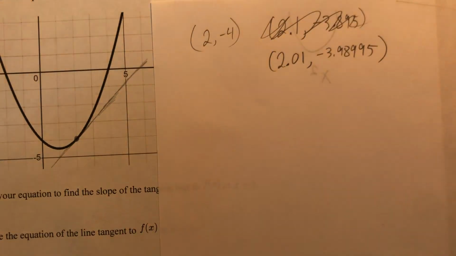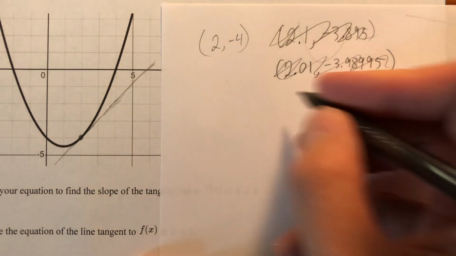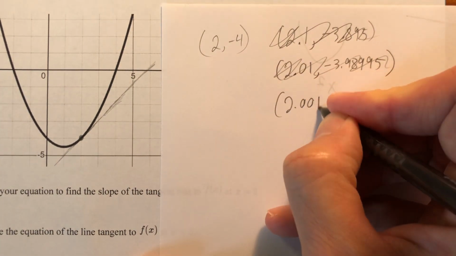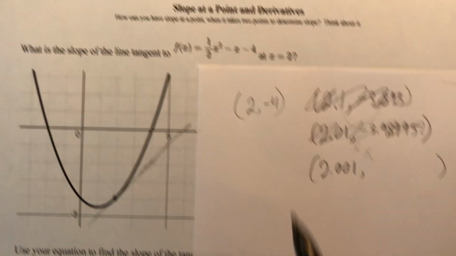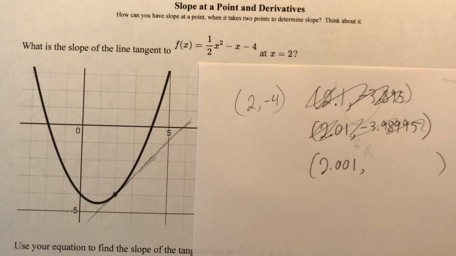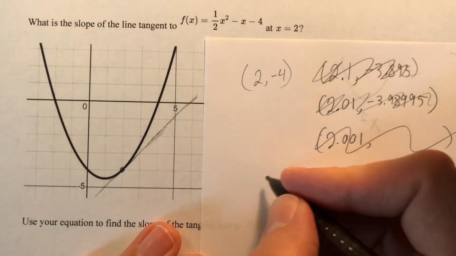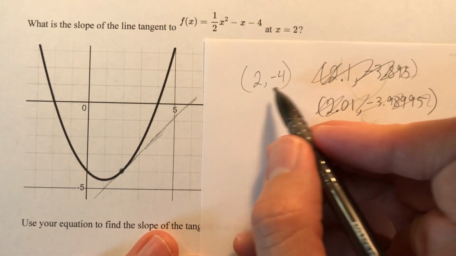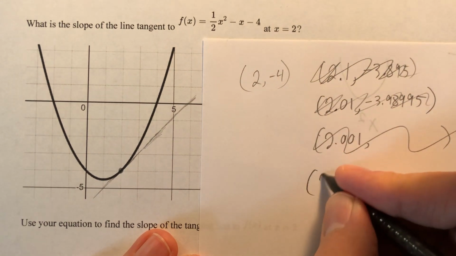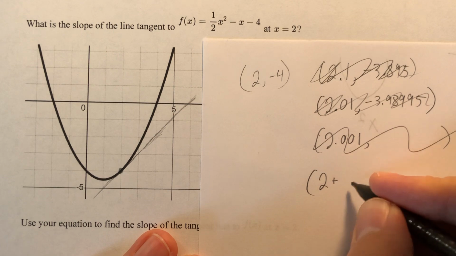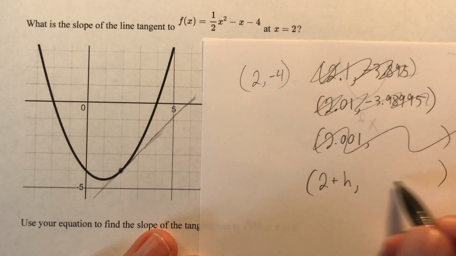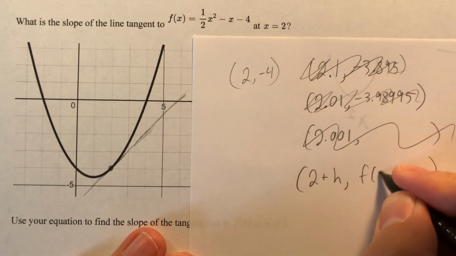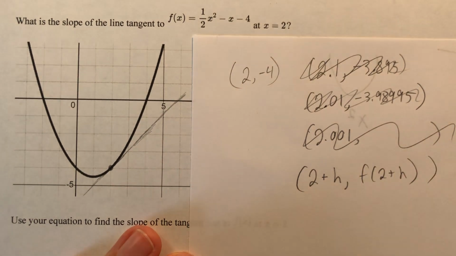So we could continue, I'm not, but we could and do 2.001, and then you get something. And I want to know the slope at x equals 2. So what I'm really going to do, I'll tell you where this is going. I'm going to find the slope from 2, -4 to 2, and then just a little bit more. And then I don't know what my output would be, so we'll just plug that in, okay?